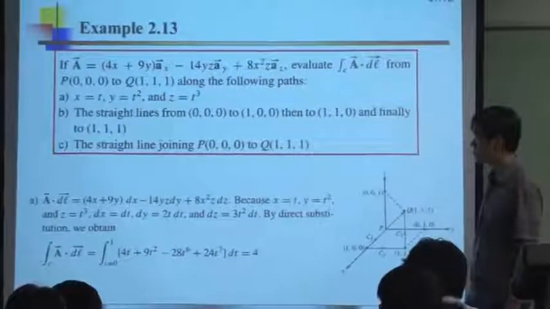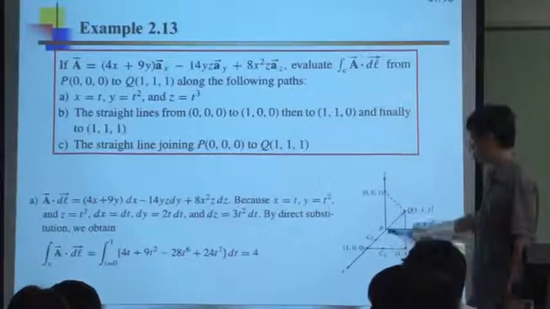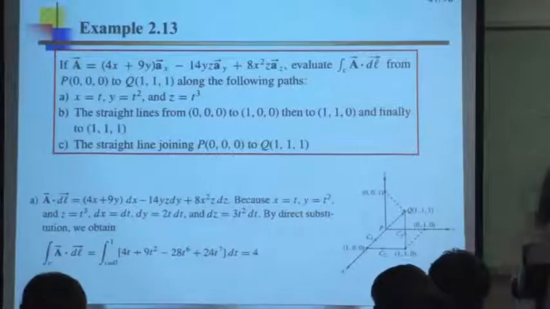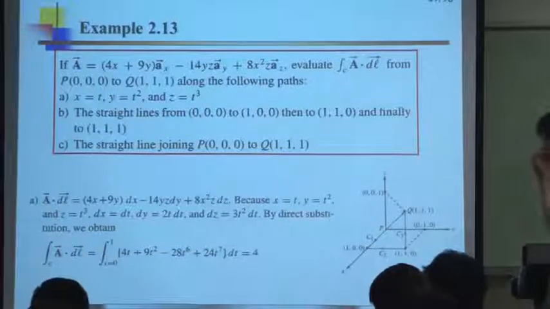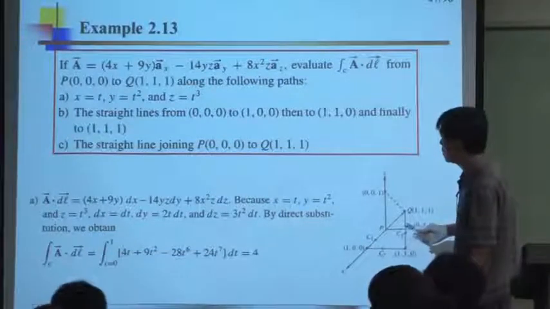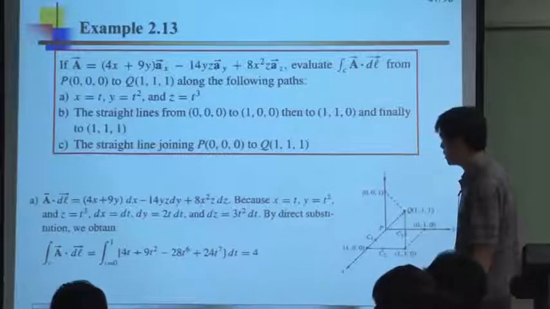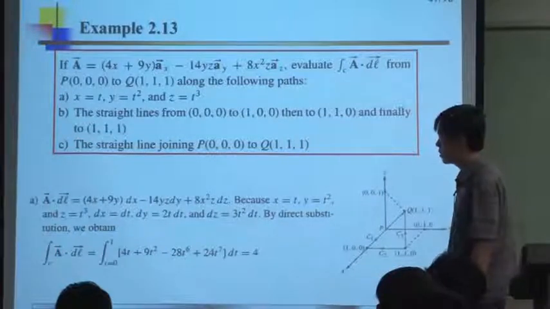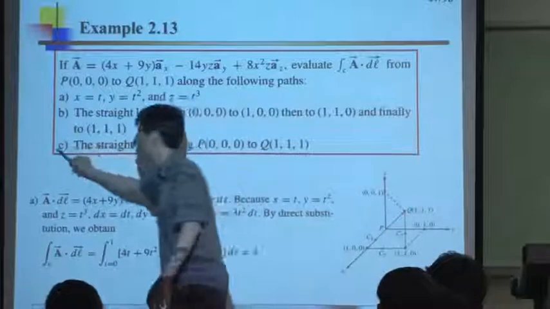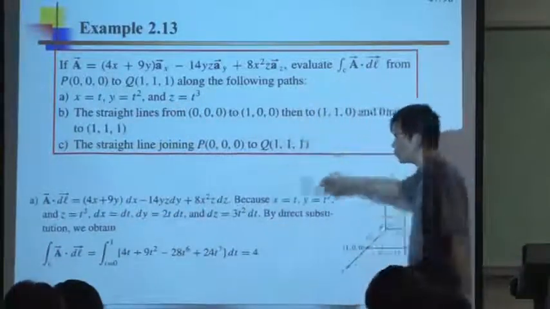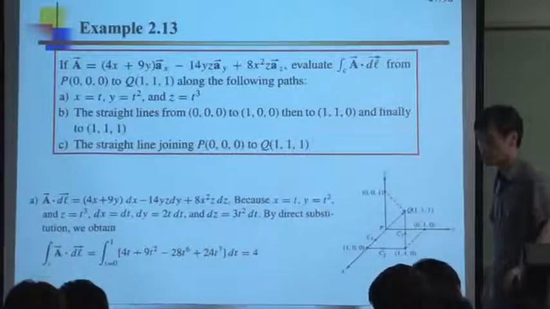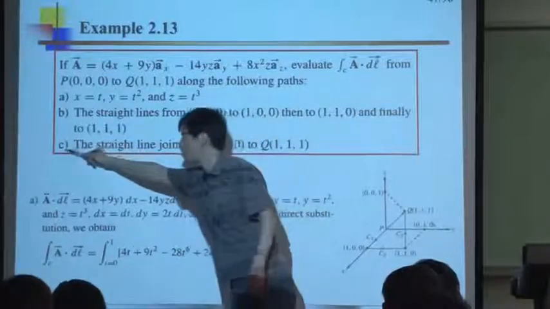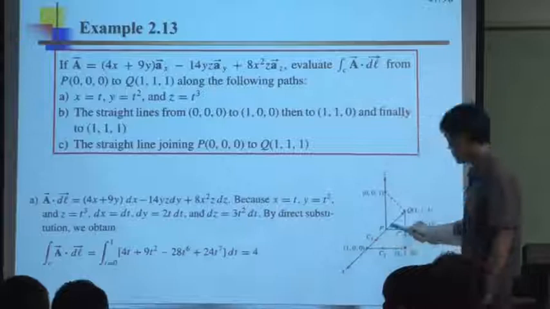So using the different paths, you can do the line integration. I don't need to explain everything, but I will only explain case C. But you need to know all the cases. It's not difficult. So let's do case C, the straight line from P to Q.